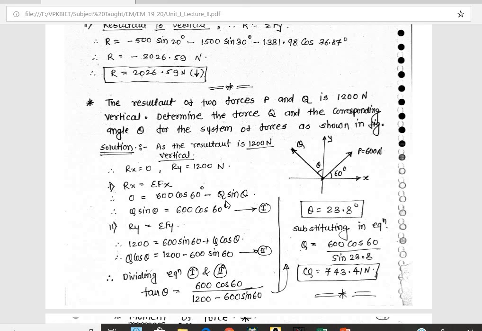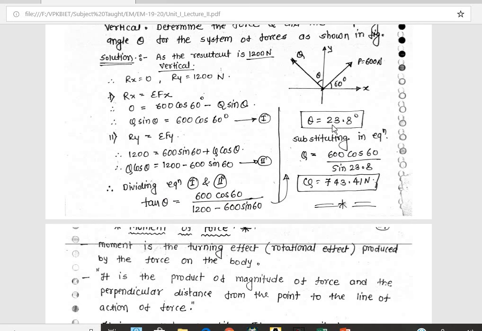Now Fy is equal to R. Second equation: R is given as 1200, which is equal to 600 sin 60 plus Q cos theta. This is the resolution. I am not repeating every time how cos comes and how sin comes. So Q cos theta is equal to 1200 minus 600 sin 60, equation number 2. Now divide equation 1 by 2. That becomes Q sin theta upon Q cos theta, which is tan theta. Now theta comes out to be 23.8. Now substitute this in equation 1 or 2. You will get Q is equal to 743.41 Newton.